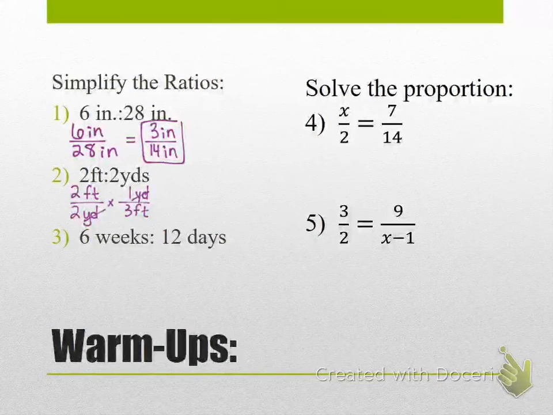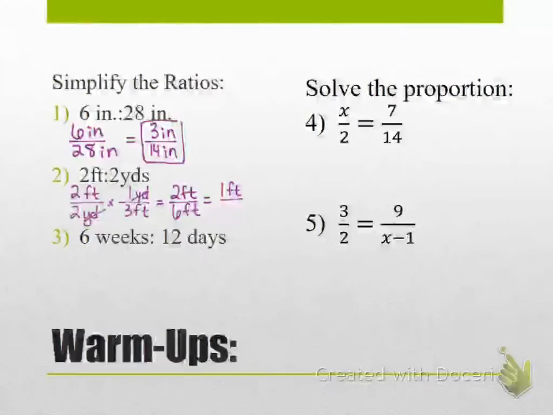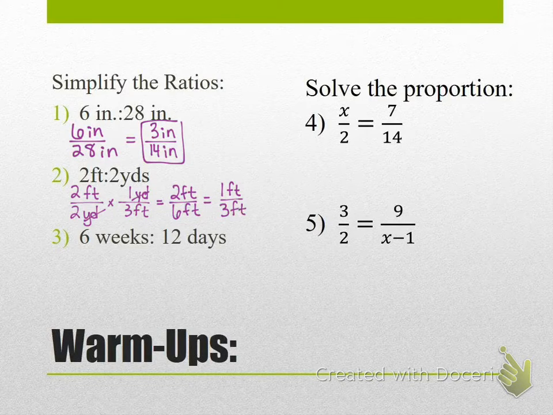Multiply straight across the top. What do we get? Good, 2 feet over 6 feet. Now that the units are the same, what do we still need to do? Simplify the fraction. What do we end up with? Did we say 1, I hope? Yeah, 1. Okay, good. 1 foot over 3 feet is correct. Questions, concerns?